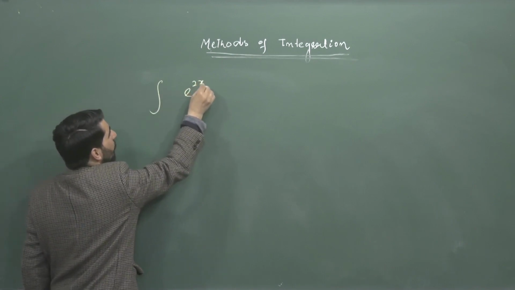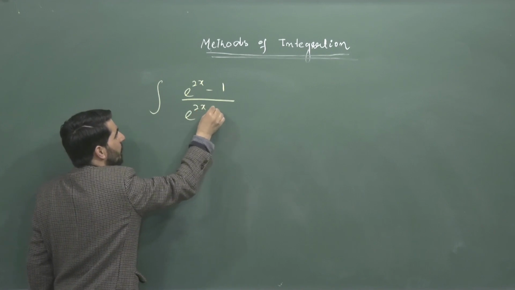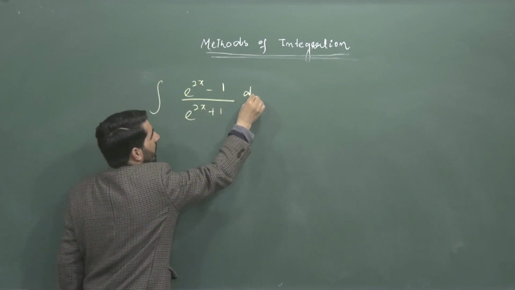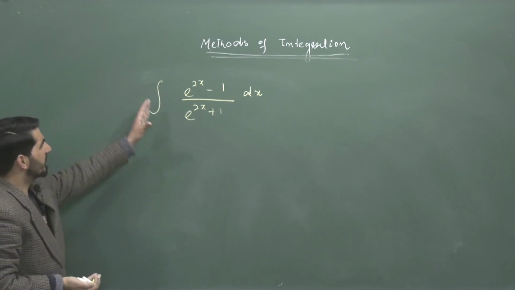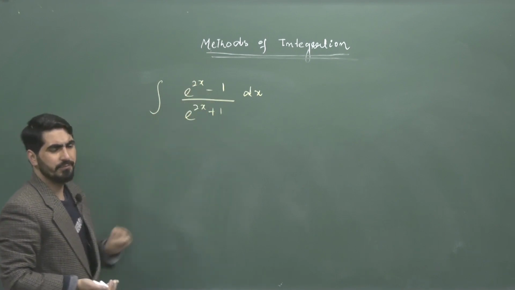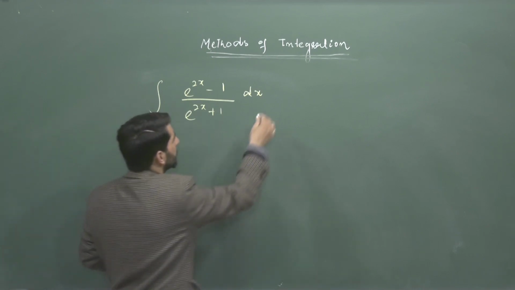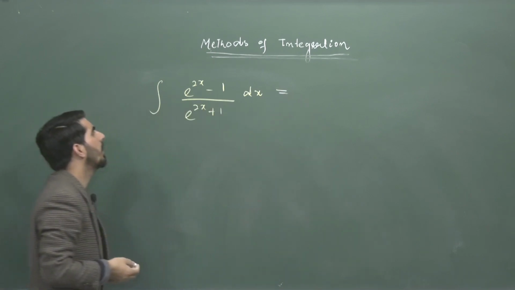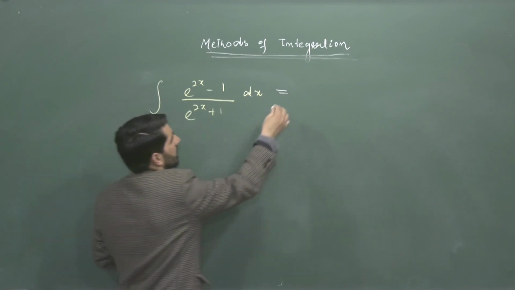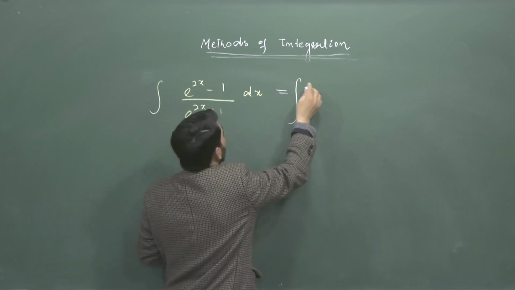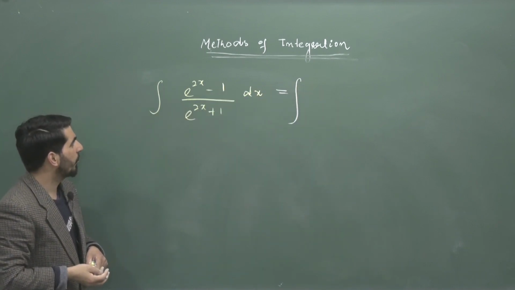Integrate e raised to power 2x minus 1 divided by e raised to power 2x plus 1 dx. First of all, we will simplify this question. Now, we will write this question like this, dividing the numerator and the denominator throughout by e raised to power 2x.